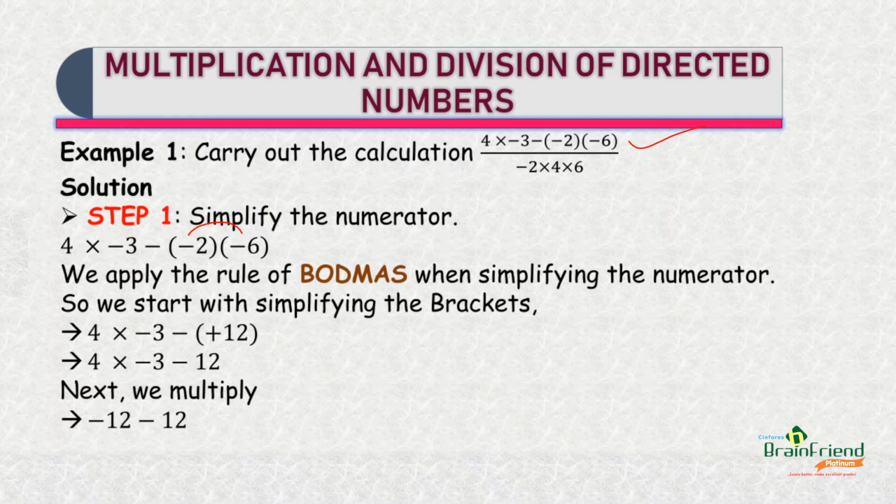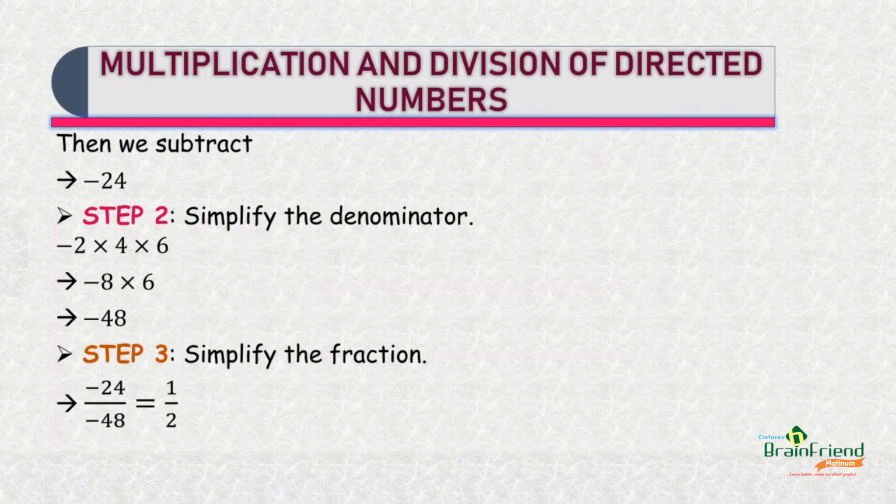So we will have 4 multiplied by minus 3 minus plus 12. Solving through, we will get 4 multiplied by minus 3. Now note that minus times plus will give us minus, so we will have minus 12. Next, we multiply 4 and minus 3. 4 multiplied by minus 3 will give us minus 12. So we will have minus 12 minus 12. And finally, we subtract. Minus 12 minus 12 will give us minus 24.